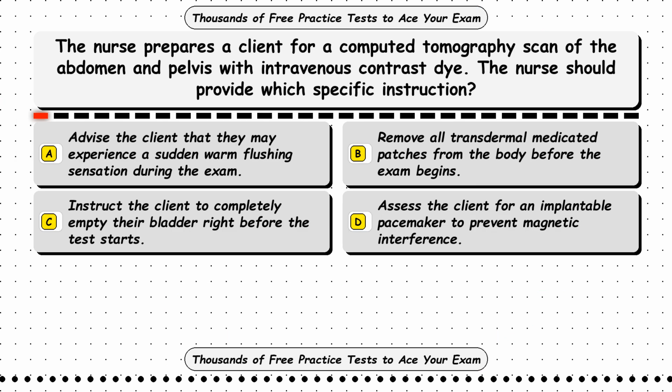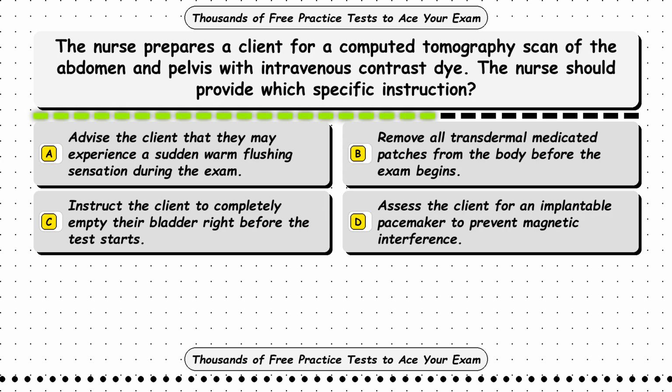Question 41. The nurse prepares a client for a computed tomography scan of the abdomen and pelvis with intravenous contrast dye. The nurse should provide which specific instruction? Option A. Advise the client that they may experience a sudden warm flushing sensation during the exam. Option B. Remove all transdermal medicated patches from the body before the exam begins.